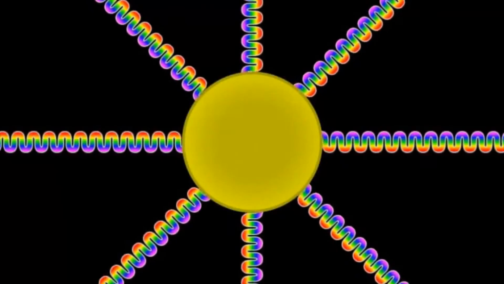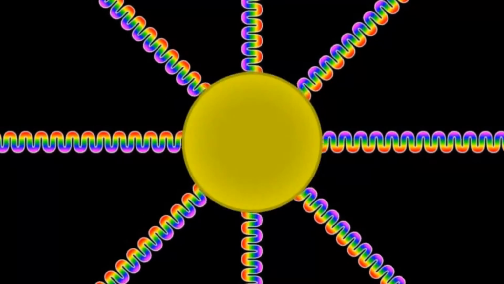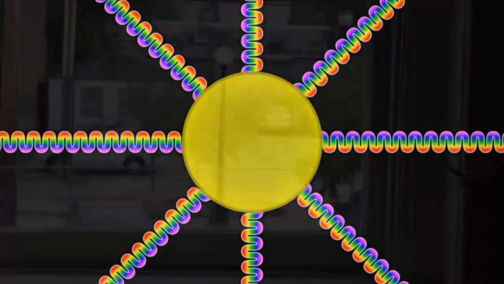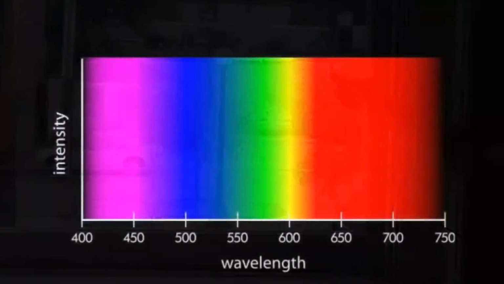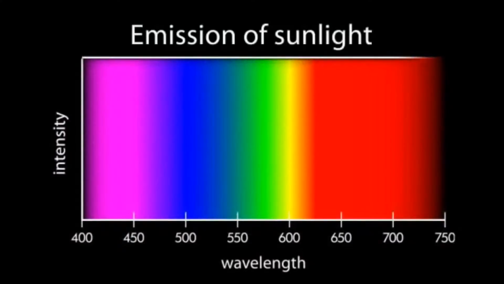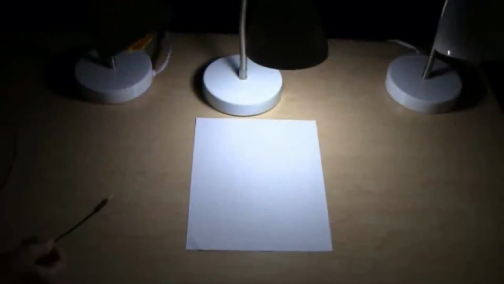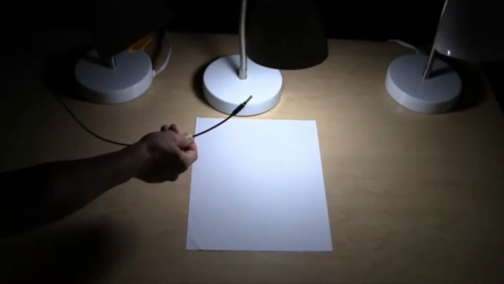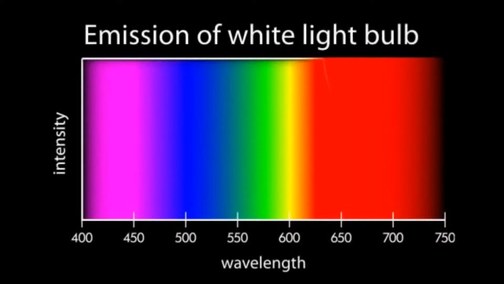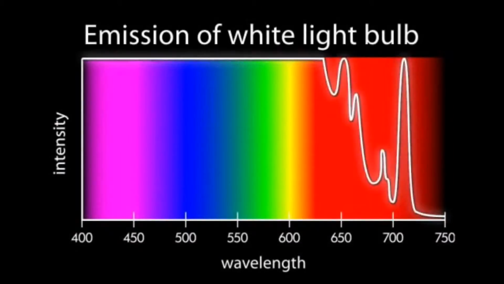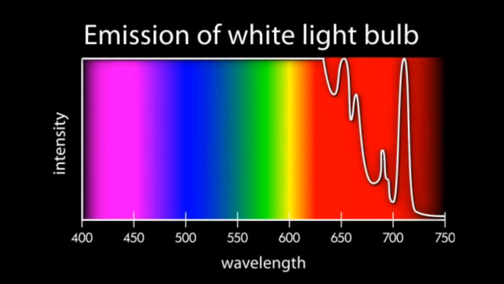White light from the Sun is made up of all the wavelengths of colors in the visible spectrum. When we point the probe at the Sun, the spectrophotometer shows full intensity of all wavelengths in the visible spectrum. You may also expect a white light bulb to emit all the colors in the visible spectrum. However, when we use the spectrophotometer, it shows that some wavelengths are not emitted as much as others.